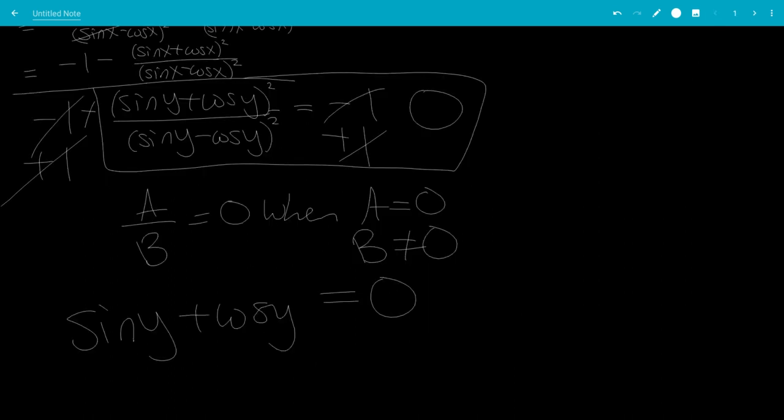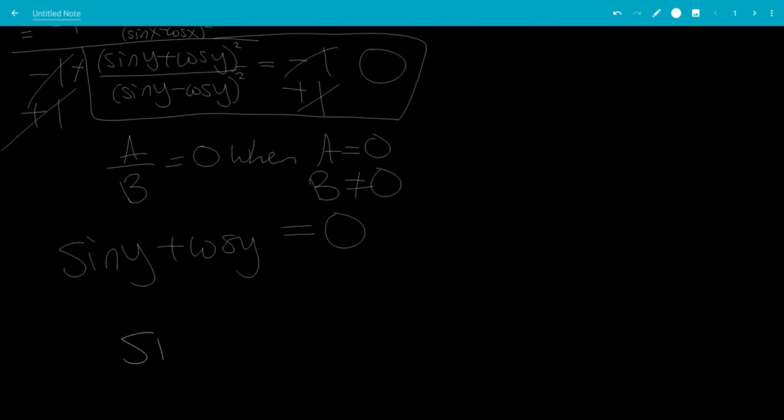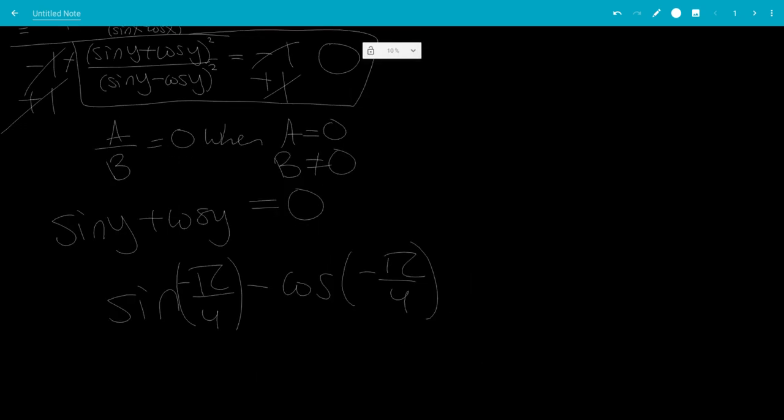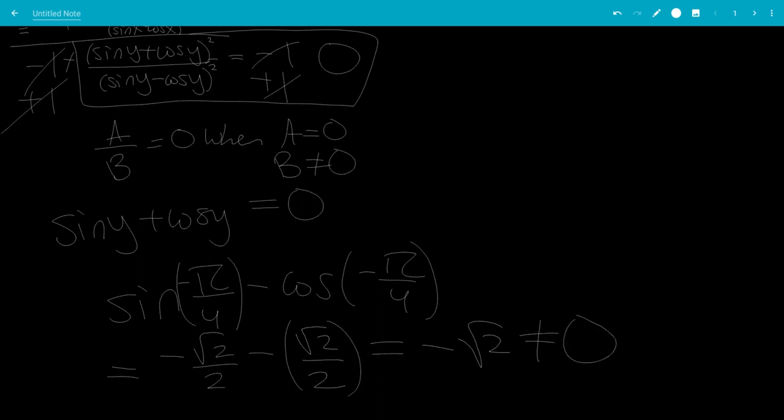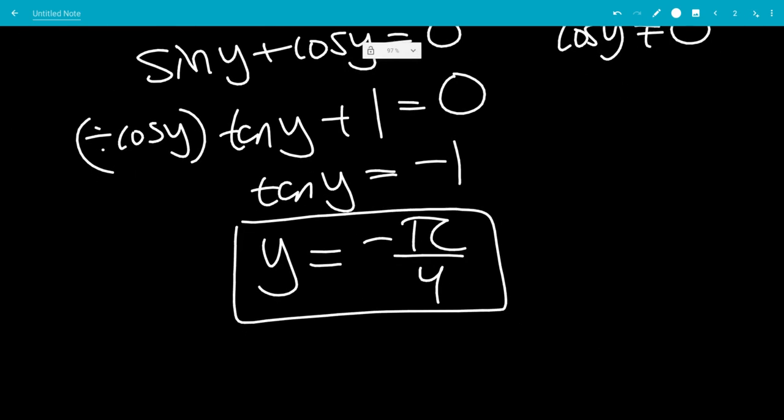So we can just check that the denominator also doesn't equal 0. So let's say sine of negative pi over 4 minus cosine of negative pi over 4. Let's see what this is equal to. Sine of negative pi over 4 is negative square root of 2 over 2, minus cosine of the same thing. But cosine of negative pi over 4, because it's an even function, is the same thing as cosine of pi over 4, which is square root of 2 over 2. And you're subtracting these, so this is negative square root of 2, but that's not equal to 0. So this is the answer, and that's the end of the video.